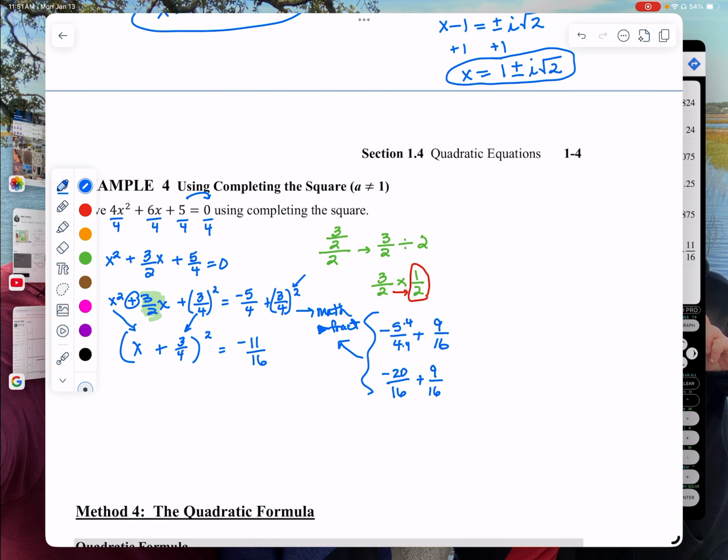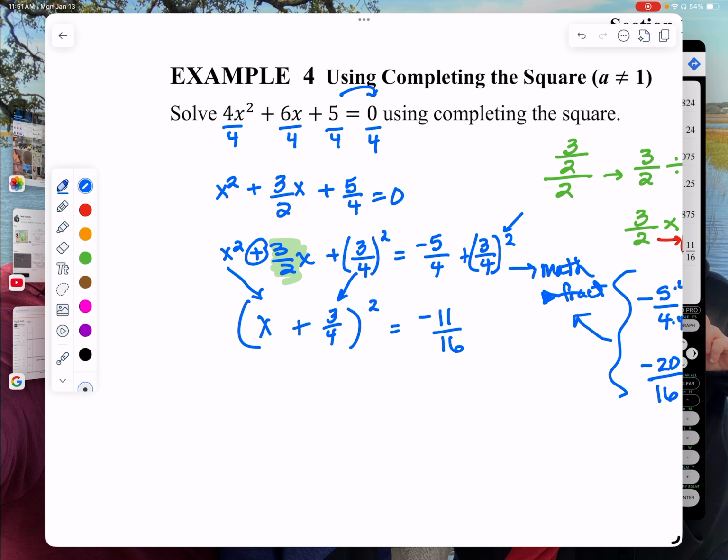I don't have to see how you get that negative 11/16. All right, now we have to take the square root of both sides because we can use that square root property. So I have x plus 3/4 equals, all right, so we've got an issue over here. I cannot take the square root of 11. So that has to stay under the house.